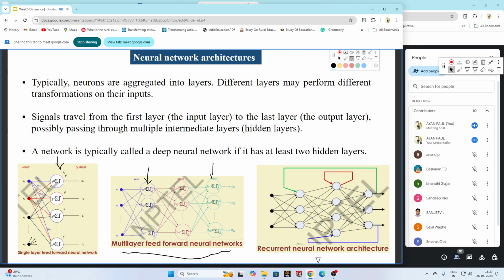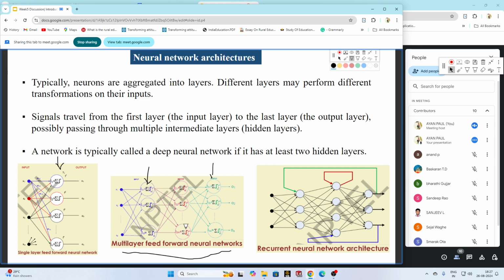We have a third type of neural network, the recurrent neural network architecture. What does recurrent mean? Your information can go in the positive direction as well as the negative direction. That means your information can travel in the forward direction as well as the backward direction. Like in these two earlier architectures, you have seen your information only going in the forward direction. Here the arrow is in the forward direction only.